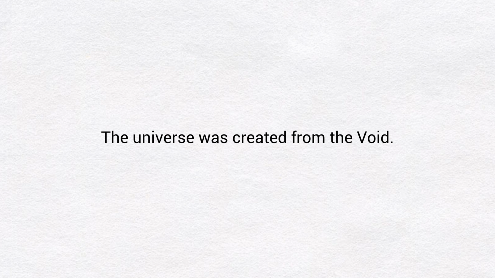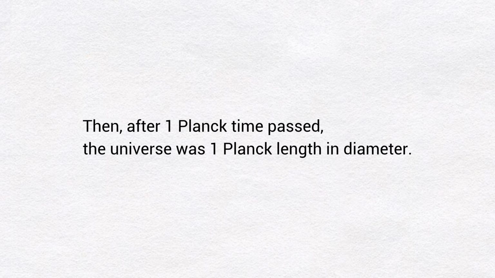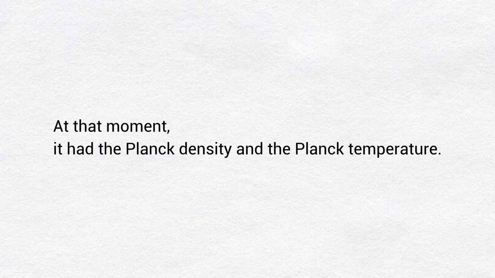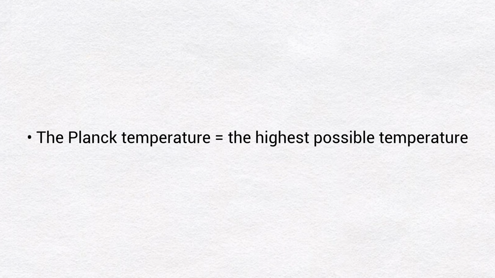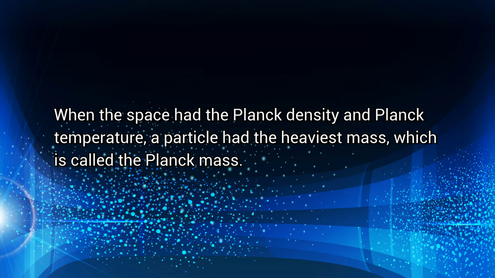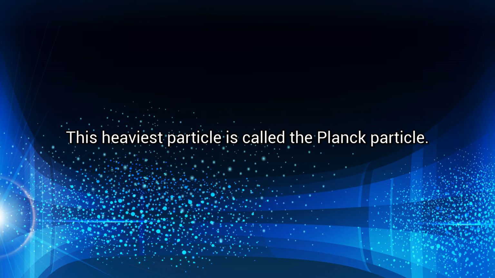The universe was created from the void. Then, after 1 Planck time passed, the universe was 1 Planck length in diameter. At that moment, it had the Planck density and the Planck temperature. The Planck density is the highest possible density. The Planck temperature is the highest possible temperature. When the space had the Planck density and Planck temperature, a particle had the heaviest mass, which is called the Planck mass. This heaviest particle is called the Planck particle.